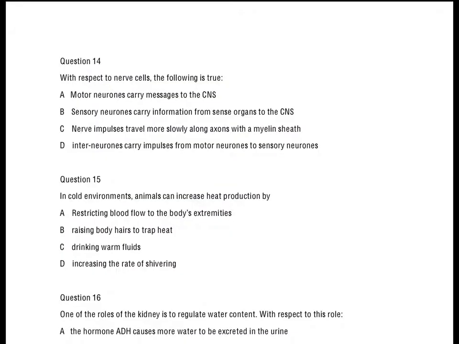Alright, moving on. So with respect to nerve cells, the following is true. Motor neurons carry messages to the central nervous system. No. So remember our mnemonic: Some random smiles can make everything right. Stimulus, receptor, sensory neuron, central nervous system, motor neuron, effector, response.